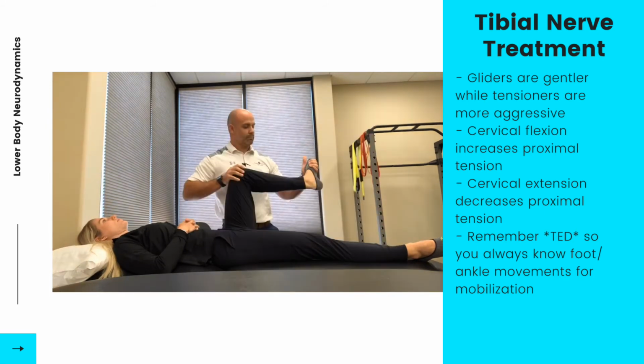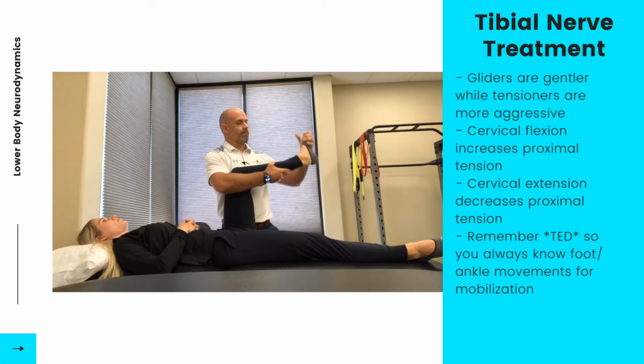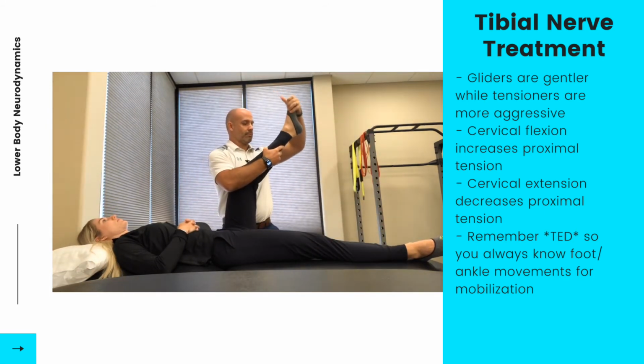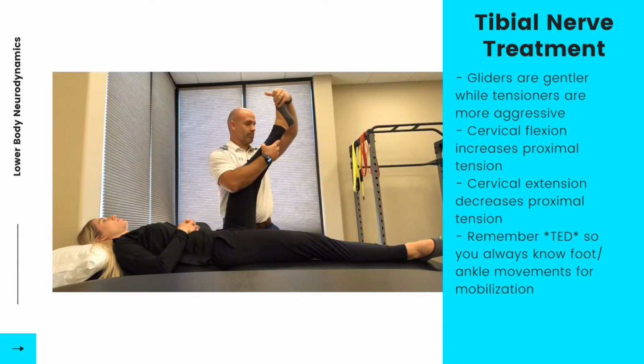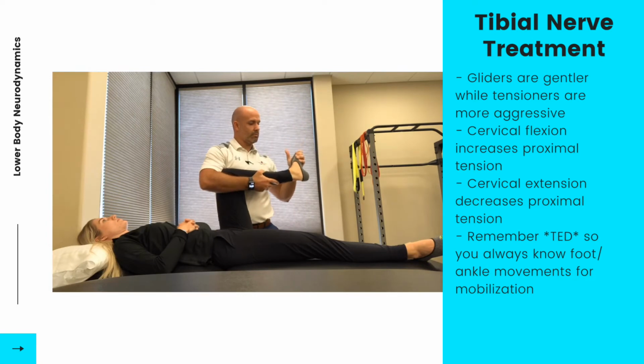We can also take the patient and put them in a 90-90 position, pre-position the foot into eversion and dorsiflexion, extend the knee, and then plantar flex and invert to glide that nerve.